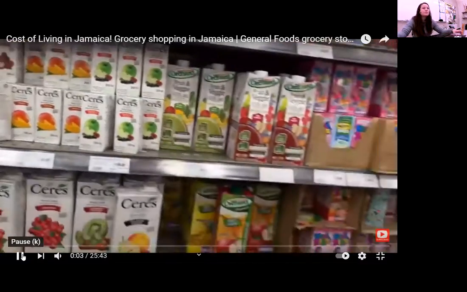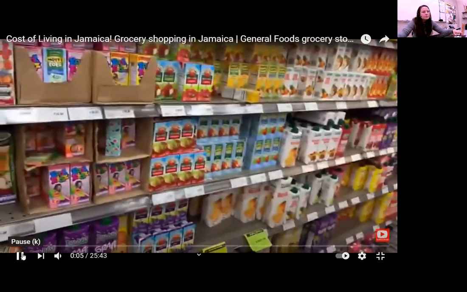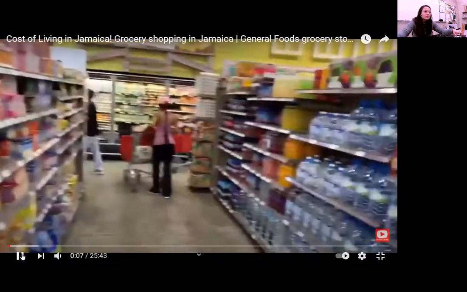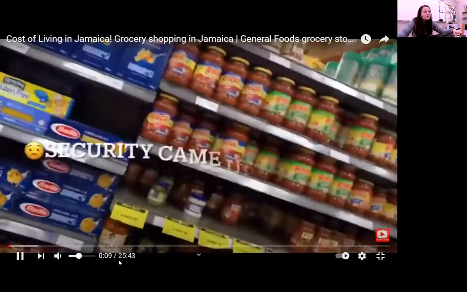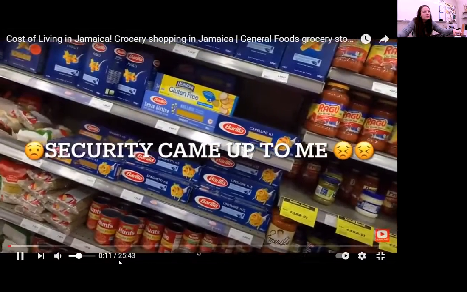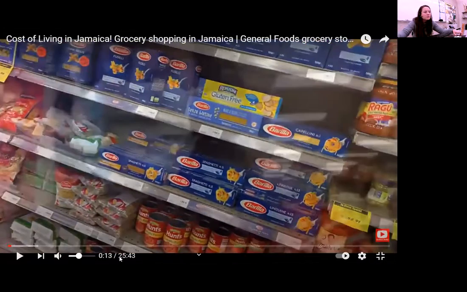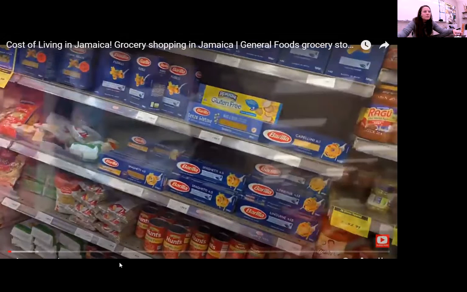$110 for a box of juice. But you know, it's the conversion for me. It's the conversion. You guys see our products up there, Hunt's and Ragu. So we've got a lot of American products on their shelves.